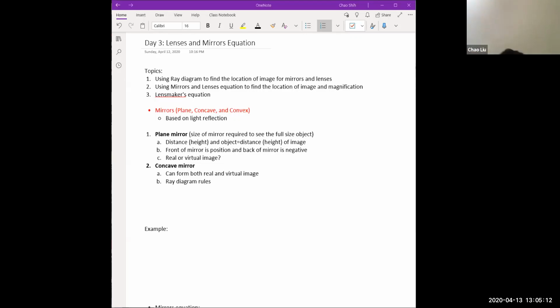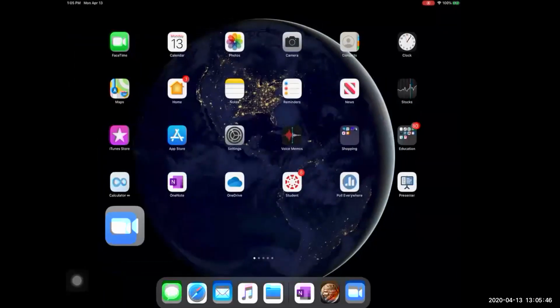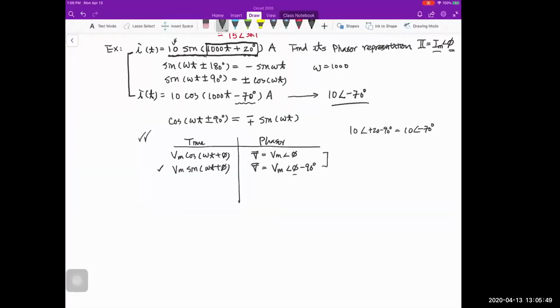So, all right. We talk about the plane mirror, and we talk about the concave mirror. Let me just summarize these things first, and I'll show you some example in this one. I'm gonna share my screen from my pad instead of the other one. Okay, I believe everybody can see my pad right now.